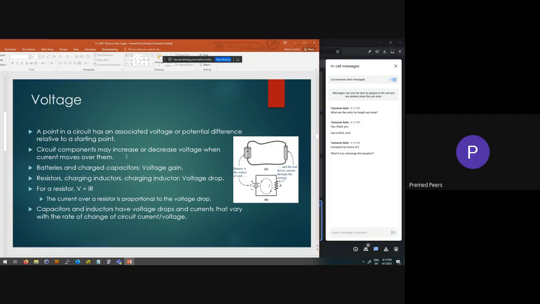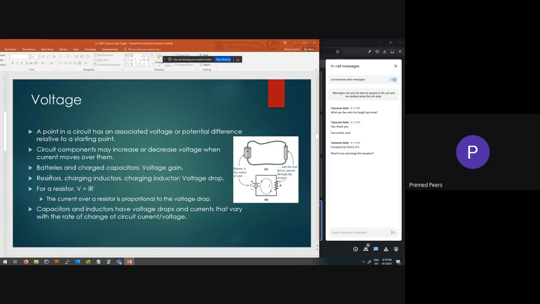And different components can either increase or decrease voltage as these electrons move across them. So if we're looking at batteries, remember, with the sign convention we use, the current comes out of the positive end. So as we move across this battery, we're actually increasing the voltage, which is the purpose of a battery. And if we had a charged capacitor, which we'll see more in a minute, if we put it in a circuit, the voltage increases as you move across it.